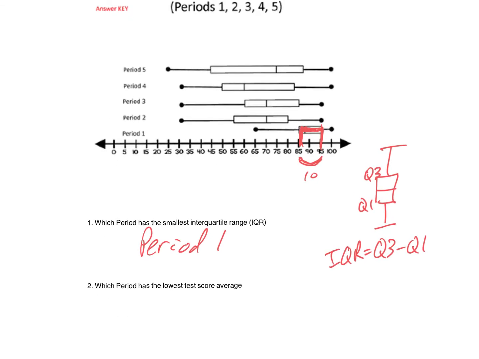Question 2 says, which period has the lowest test score average? Basically, in so many words, this is a vocabulary word, which is, which one has the lowest minimum? And guys, which one is the lowest minimum? Period 5. Phenomenal. And if they asked you what it was, just for the heck of it, it would be what? 25%. Very good.